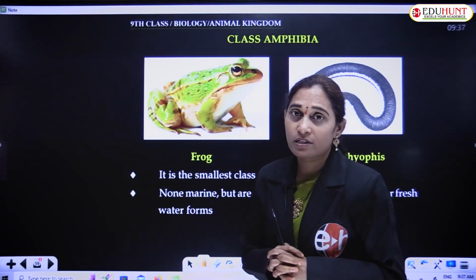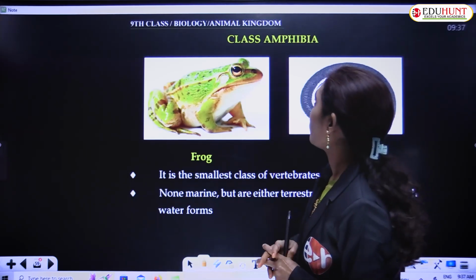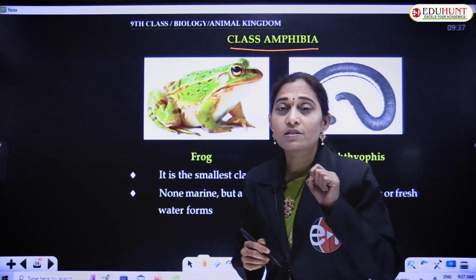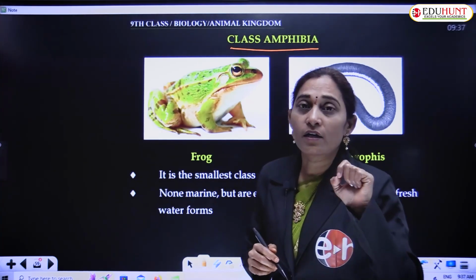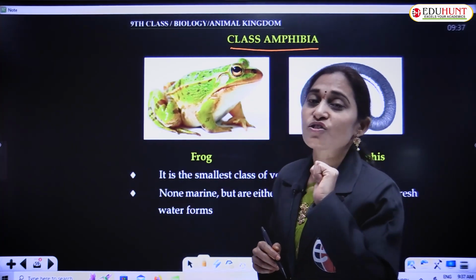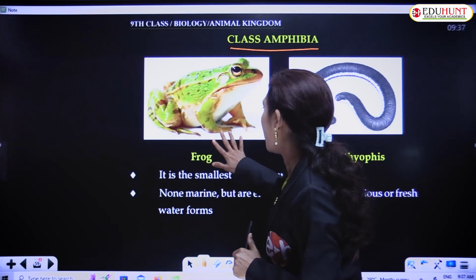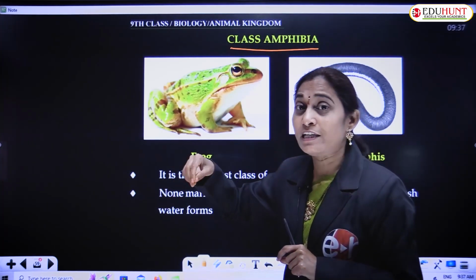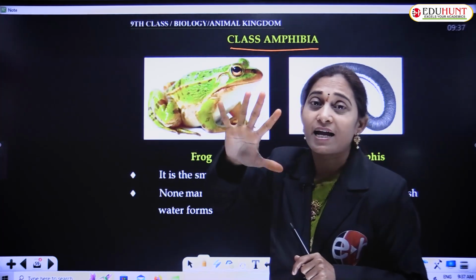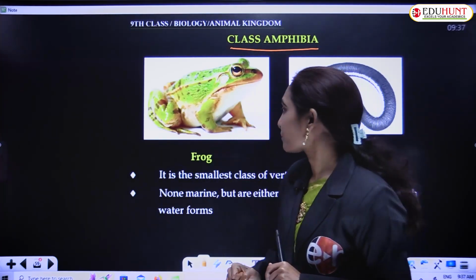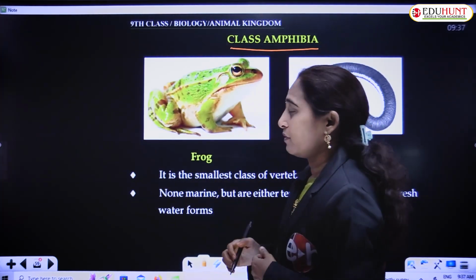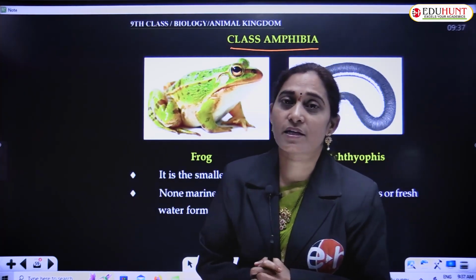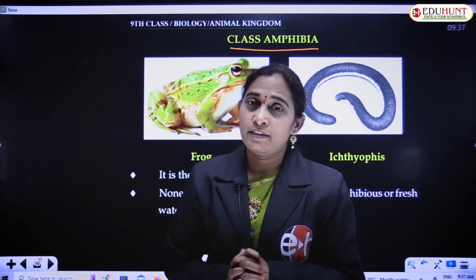In the next session, we are going to discuss the next class, that is Amphibia, which is the first class of the superclass Tetrapoda. 4 limbs are present, and each limb has pentadactyl feet. The general features, examples, classification will be discussed later, and I am ending this session.